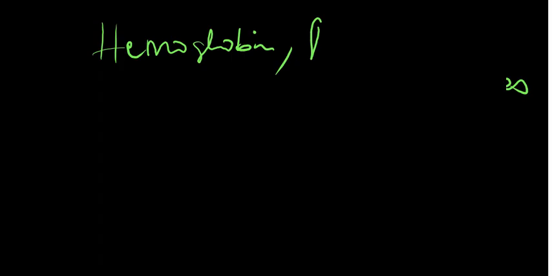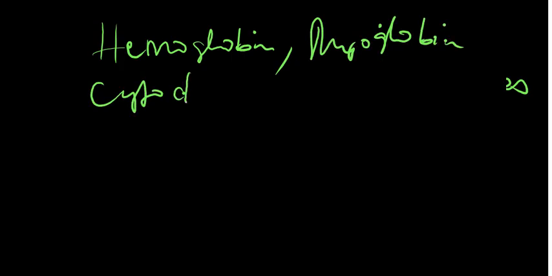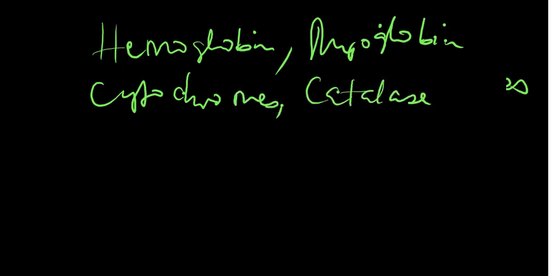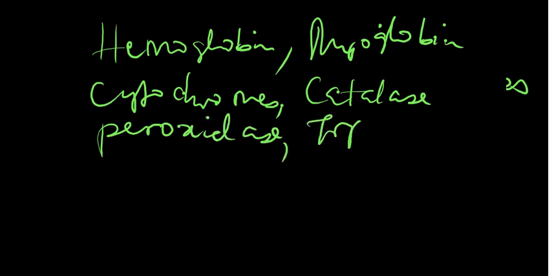Okay, so what you notice is that heme is a prosthetic group of hemoglobin, as well as myoglobin, cytochromes, catalase, peroxidase, as well as tryptophan. A prosthetic group determines how that compound is going to function.